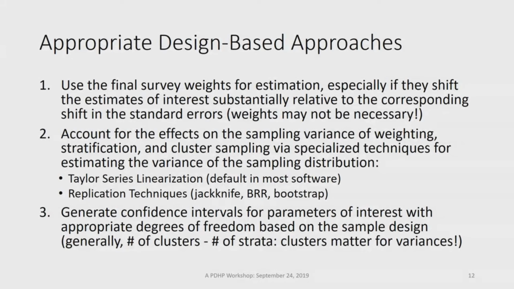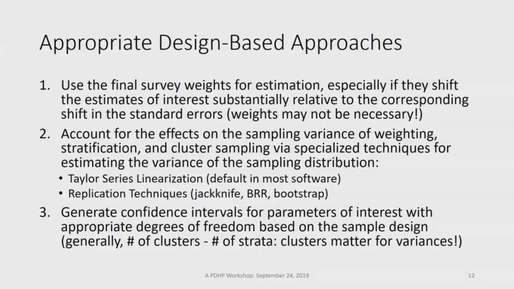Okay, so we have our point estimate, we have our standard error. Then number three, we can generate confidence intervals for the parameters that we're interested in. But there's one more piece that we need. You can think about the basic way to form a confidence interval: point estimate plus or minus a critical t-value times the standard error. One more piece that we need is the appropriate degrees of freedom for that critical t-value.